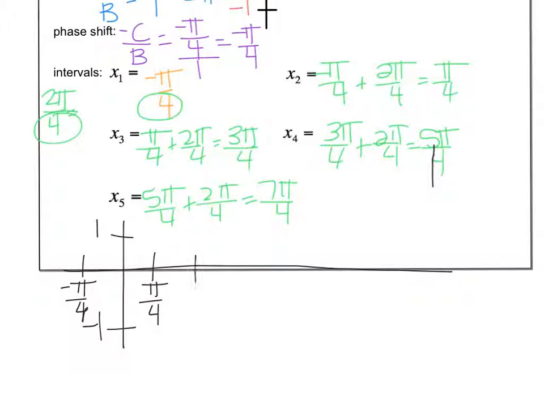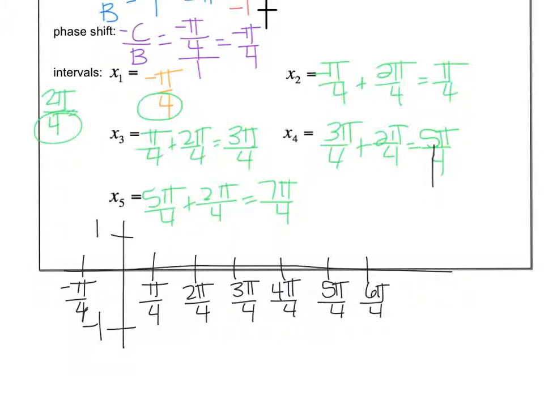That's going to be 1 pi over 4. I'm going to write in 2 pi over 4, 3 pi over 4, 4 pi over 4, 5 pi over 4, 6 pi over 4, and I know it's going to end at 7 pi over 4, so I can end there. And then I'm going to go ahead and add my key points, and I know looking back at my starting point, I have to start at negative pi over 4 today, so it actually moved to the right. Pi over 4, that's my intercept.